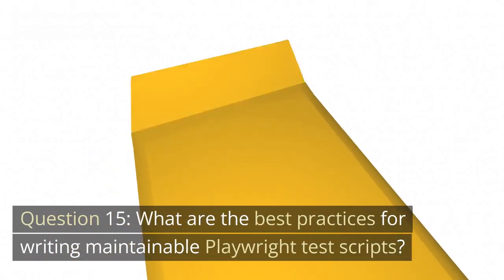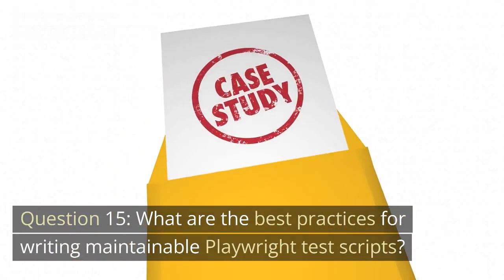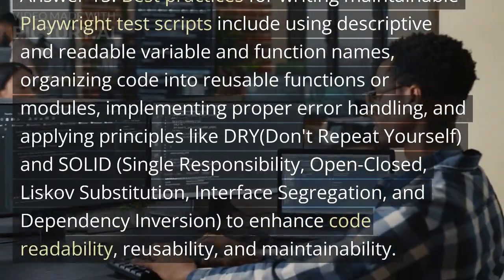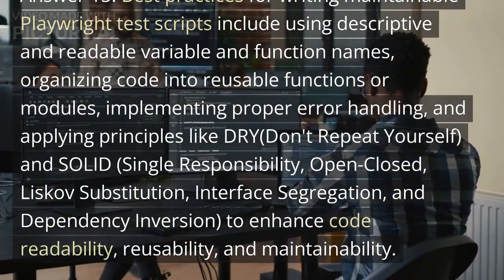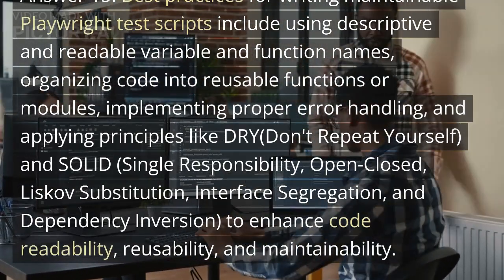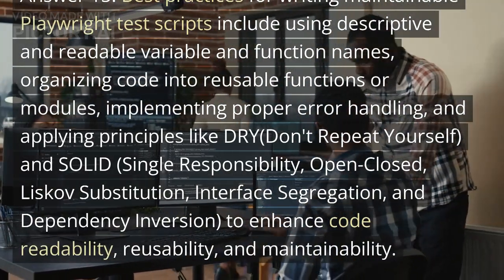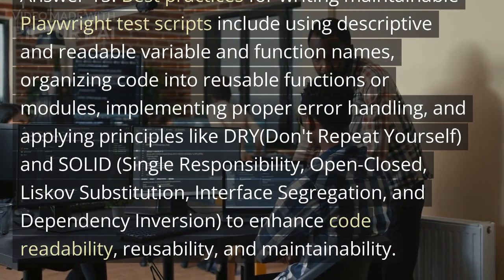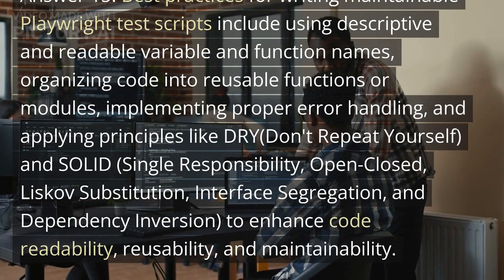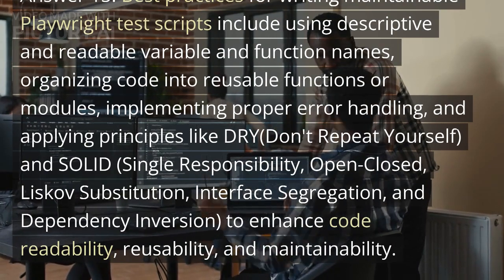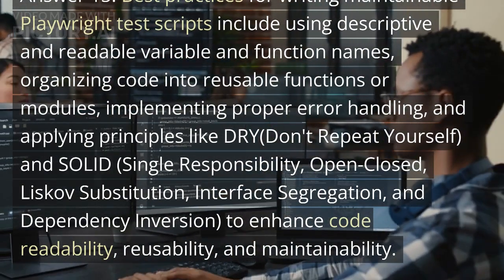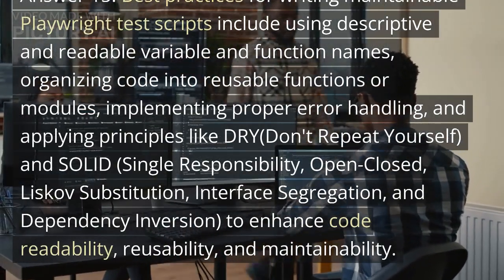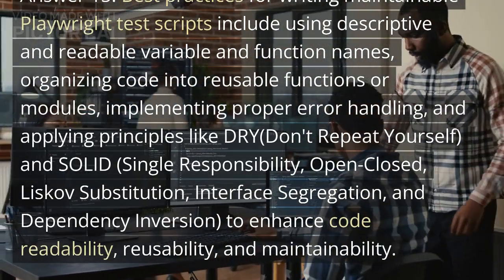Question 15. What are the best practices for writing maintainable Playwright test scripts? Answer 15. Best practices for writing maintainable Playwright test scripts include using descriptive and readable variable and function names, organizing code into reusable functions or modules, implementing proper error handling, and applying principles like DRY, don't repeat yourself, and SOLID, single responsibility, open-closed, Liskov substitution, interface segregation, and dependency inversion, to enhance code readability, reusability, and maintainability.